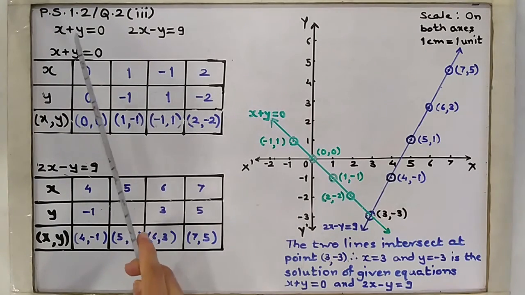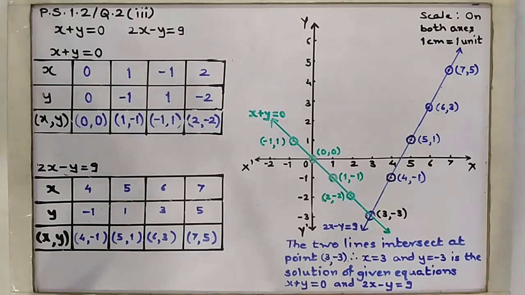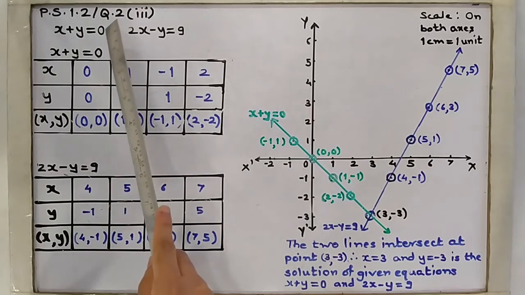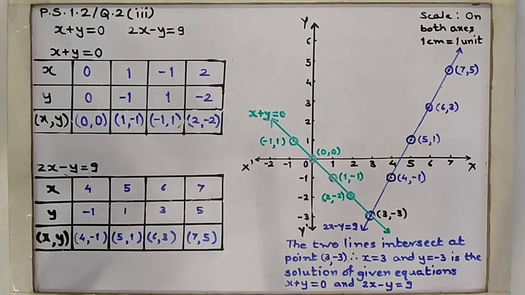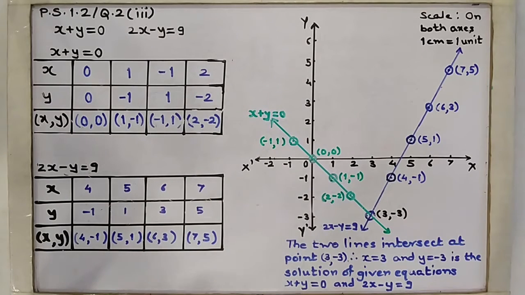This is practice set 1.2. Second question, sum number 3. We have two equations. The first one is x plus y equal to 0 and the second one is 2x minus y equal to 9. We have to solve these equations by using graphical method.